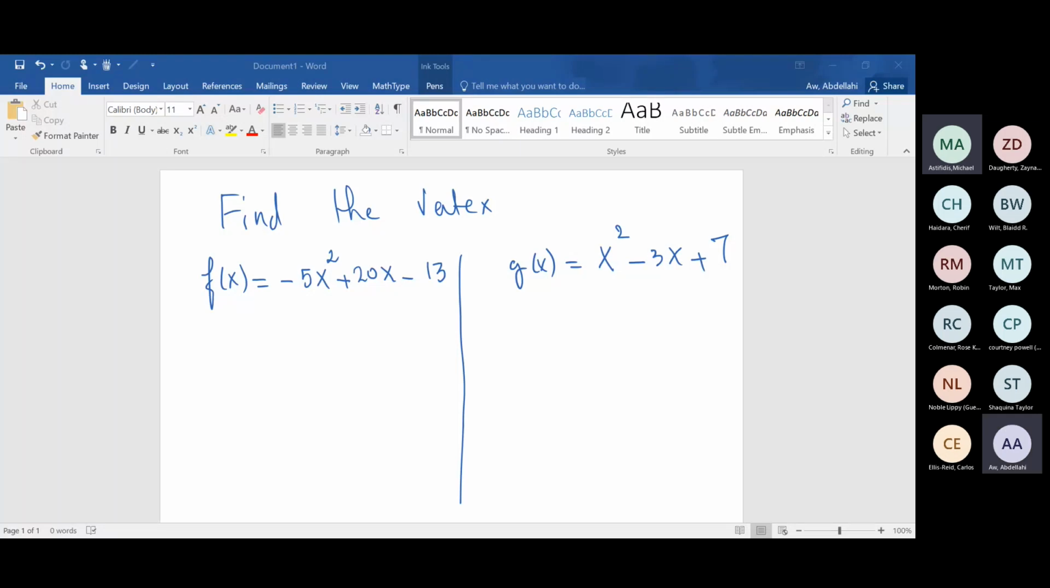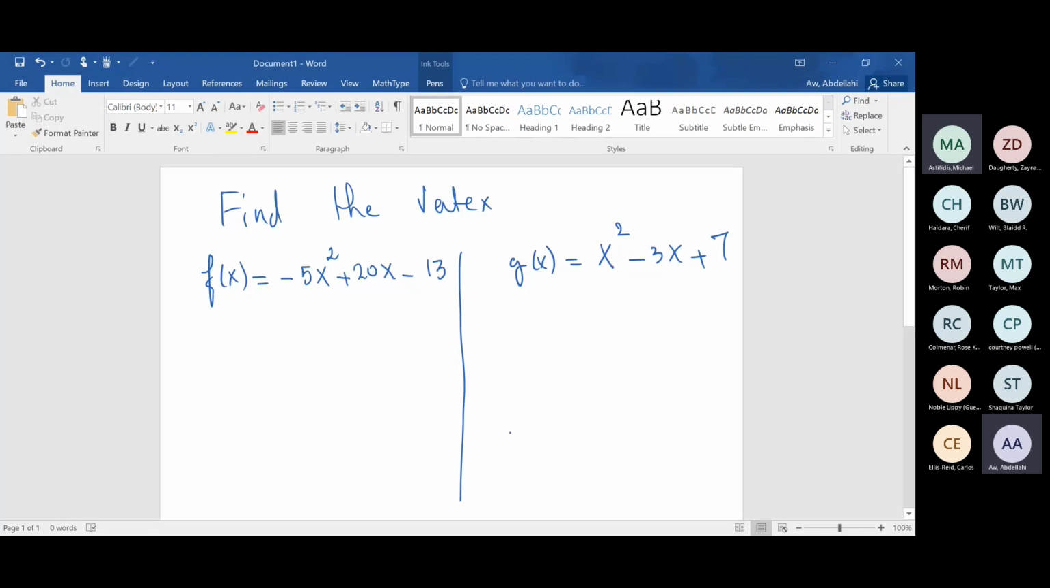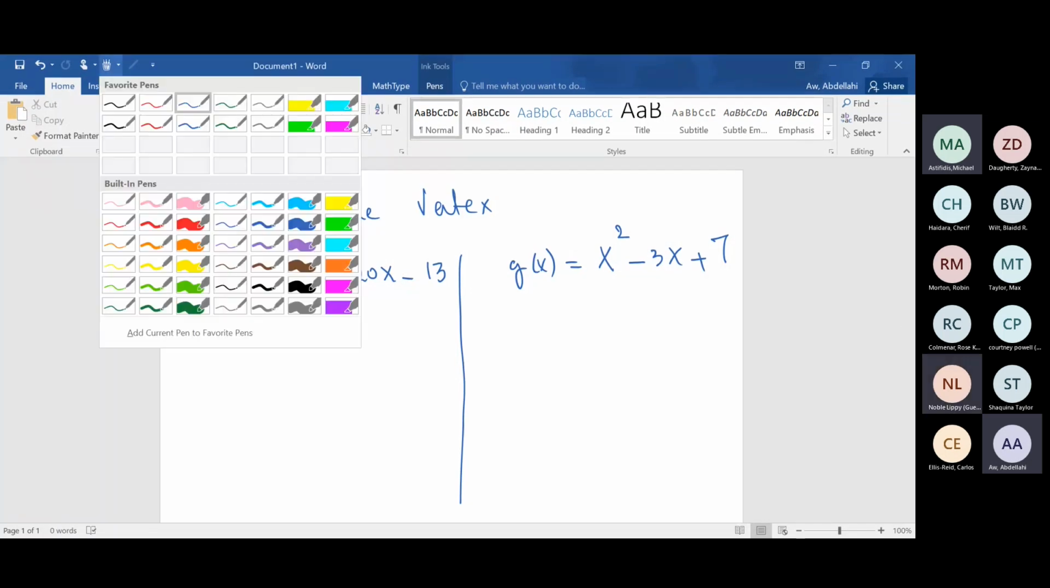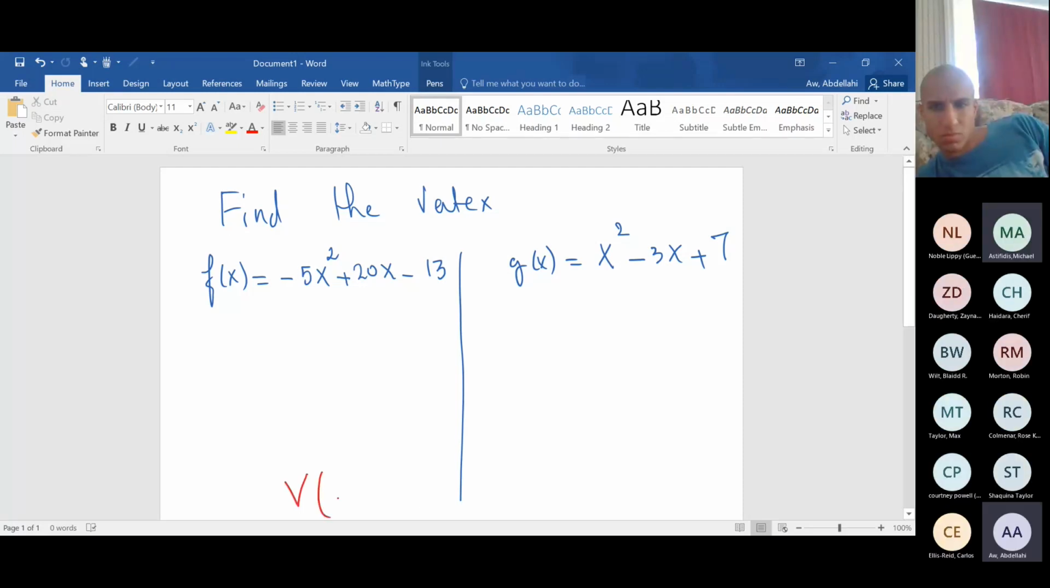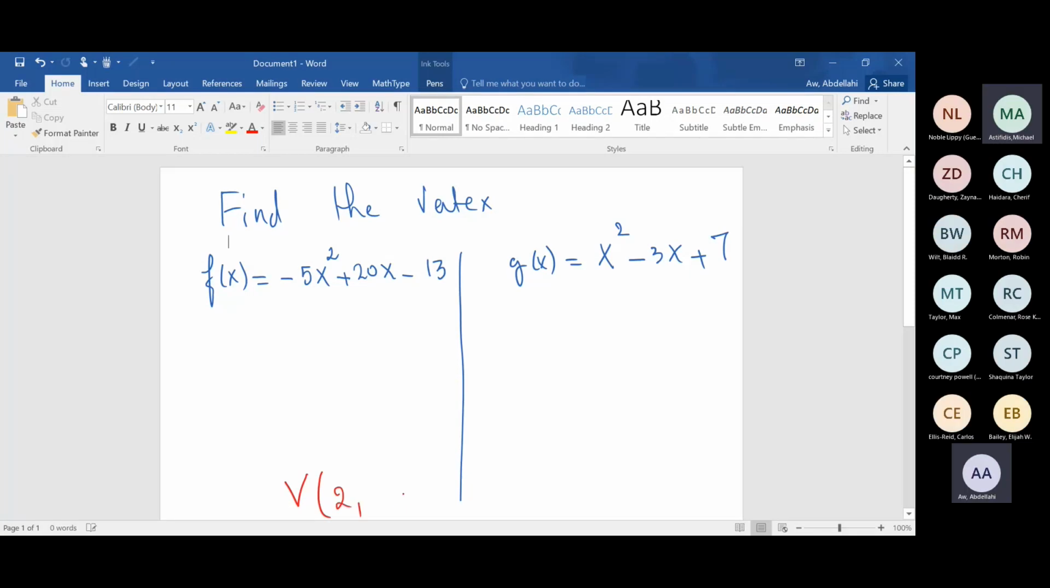Okay, I was muting myself. So what is the vertex for the first one? Can somebody tell me the answer? Is it 2? The vertex is a point, right? The X, the H and the K. What is the whole point? You said 2, and what is the Y? What is the K? Somebody got the answer for the K? 7. Okay, so let's check that.